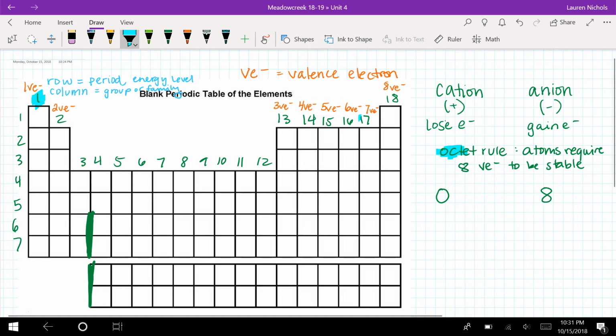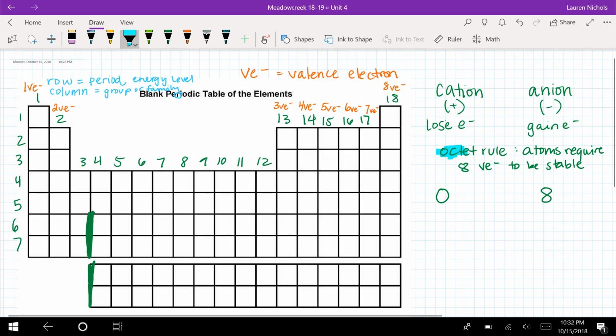Or something in column 17 has seven valence electrons. Well, it would be much easier to just gain one electron rather than try to lose seven of them. And so it'll gain an extra electron and become negative and become an anion. That's why those valence electrons, and being able to look at them quickly on the periodic table, is really useful, because knowing whether or not it'll be a cation or anion is going to be hugely important when we get to our bonding unit.